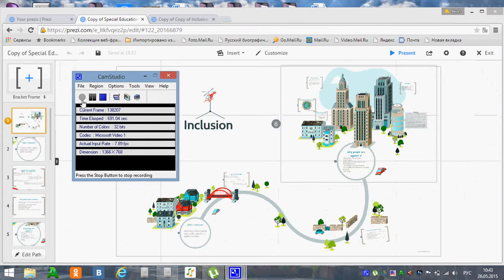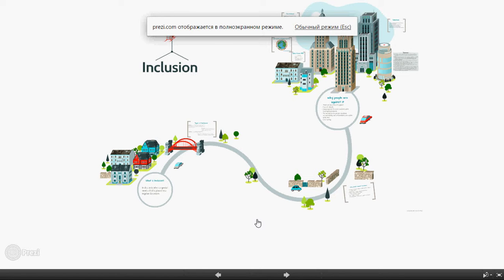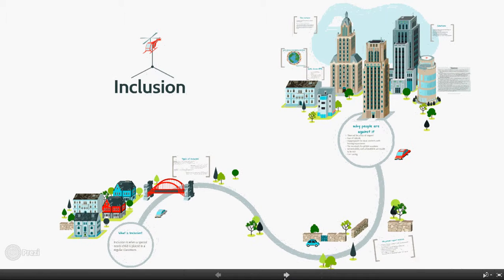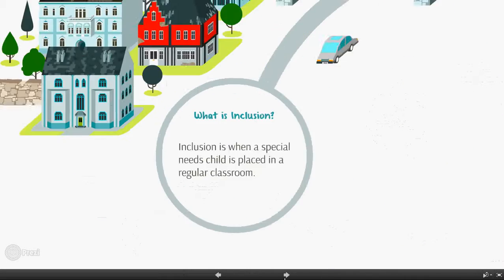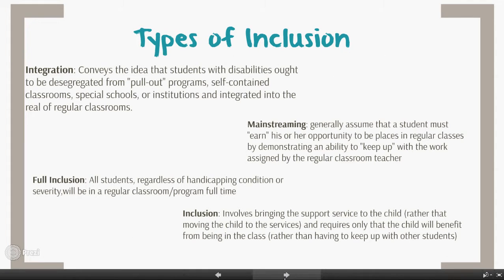Now let's talk about inclusion. What is inclusion? Inclusion is when a special needs child is placed in a regular classroom. Types of inclusion: integration, mainstreaming, full inclusion, and inclusion.